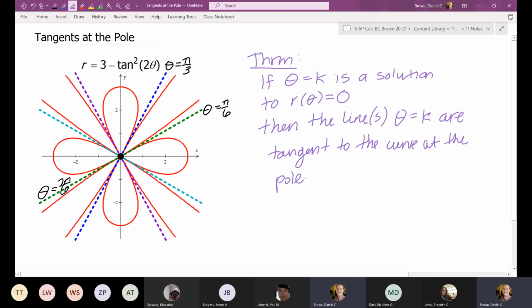Putting this in everyday terms of what this basically means, when I say the equation r of theta is equal to 0, this is basically when the curve crosses the pole.